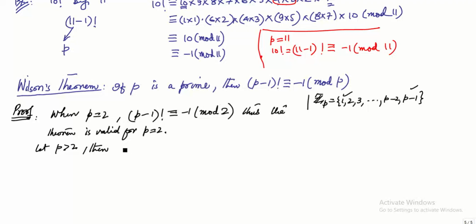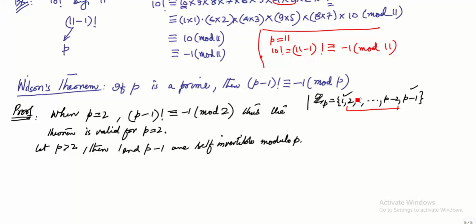So 1 and p minus 1 are self invertible modulo p. It means there is no role of 1 and p minus 1 when divided by p, because the remainder will remain 1 or -1. Then we consider the remaining elements from 2 to p minus 2, and we know that every non-zero element of Zp has an inverse.